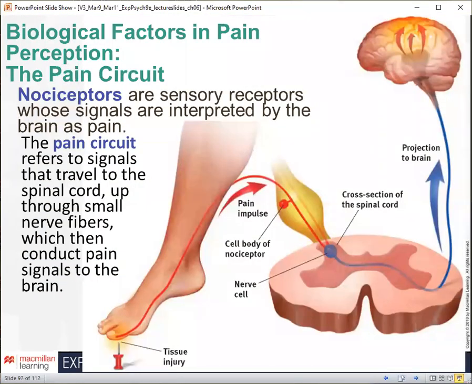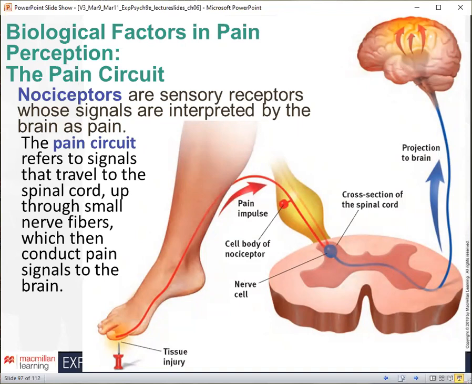So there are biological factors in pain perception. We have the pain circuit. We have these nociceptors, or sensory receptors, whose signals are interpreted by the brain as pain. So the pain circuit refers to signals that travel to the spinal cord up through small nerve fibers, which then conduct pain signals to the brain. So it goes from this big toe injury on the pin there, goes up to the spinal cord where it does its thing there, and then goes up to the brain where we will experience the pain.